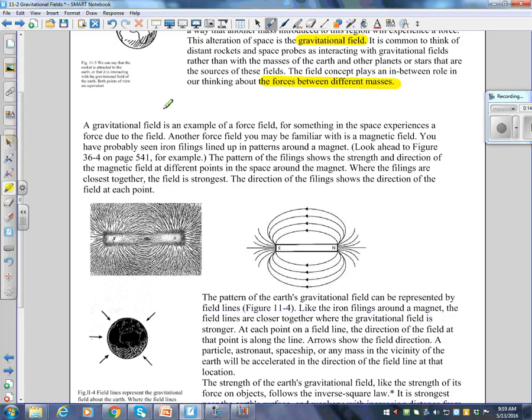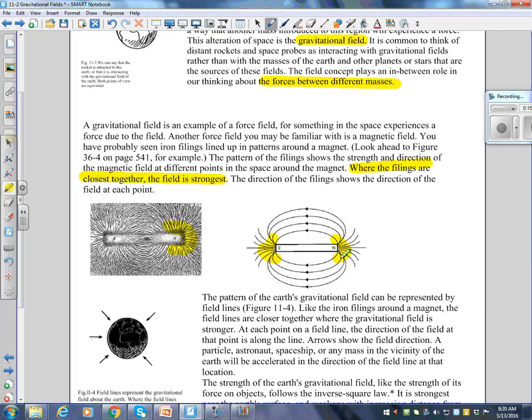The book's even better. Gravitational field is an example of a force field, where something in the space experiences a force due to the field. Another force field you may be familiar with is a magnetic field. You've probably seen iron filings lined up in patterns around a magnet. The pattern of the filings shows the strength and the direction of the magnetic field at different points in the space around the magnet. Where the filings are closest together, the field is strongest. Where is it strongest on a magnet? Right here around the, what are these called? The poles. Where the lines are closest, it is strongest.